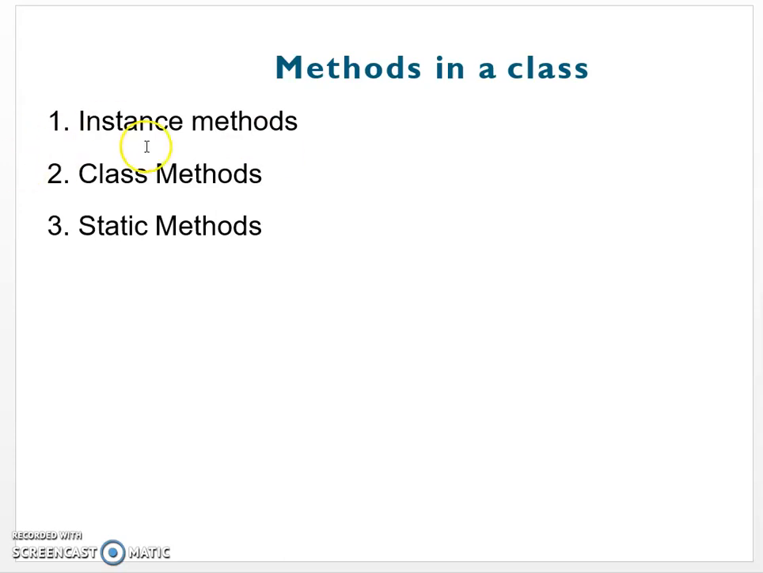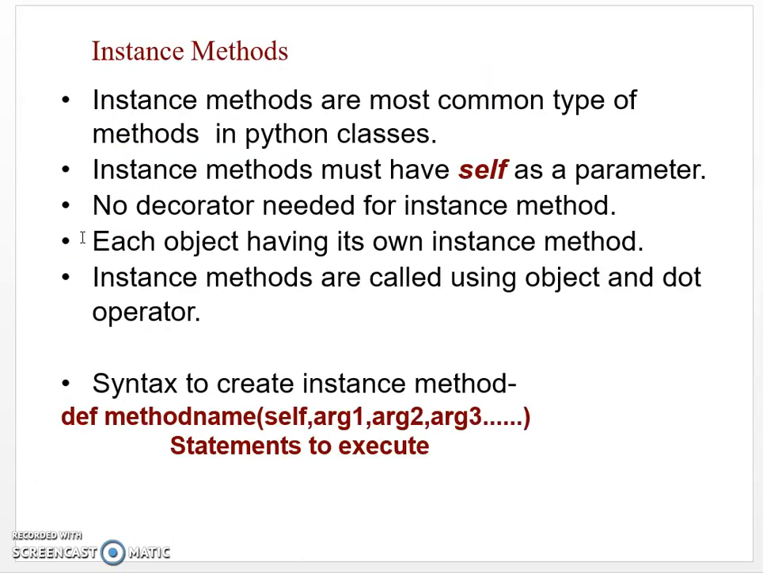First one is instance method, second is class method, and third is static method. First we will see instance method. Instance methods are the methods which contain self as a parameter at the time of definition. To declare an instance method, we do not require any decorator, and each object has its own instance method. Instance methods are called using the object and the dot operator.